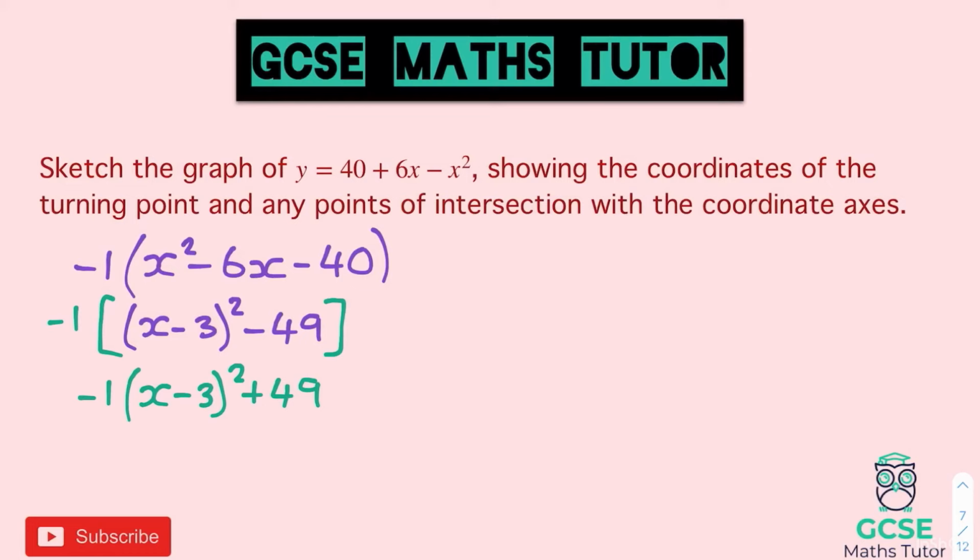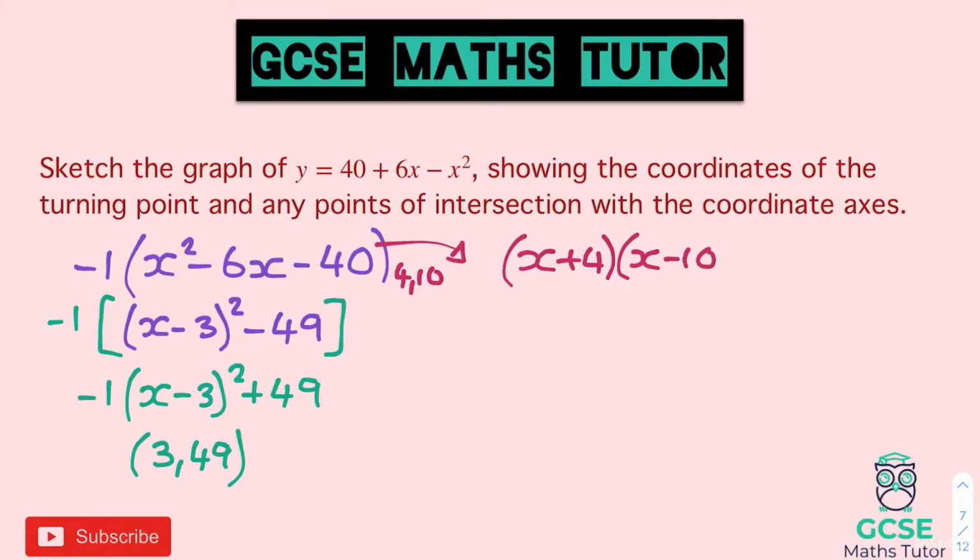So the coordinates of our turning point are going to be positive 3 and then 49, quite similar to our last one. And then let's solve it. So we'll take this bracket here and solve it from there. For our factors, we can have 1 and 40, it's not that. We could have 2 and 20, it's not that. 4 and 10, yeah, that's going to work. So 4 and 10, we want to make negative 6. So that'll be x plus 4 and x minus 10, and we'll set that equal to 0 for solving.